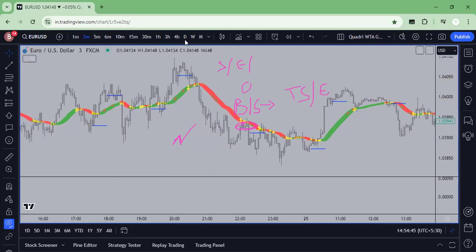And in the next video, which will be the continuation of this one, I would explain how to trade counter trend based on this particular ribbon.